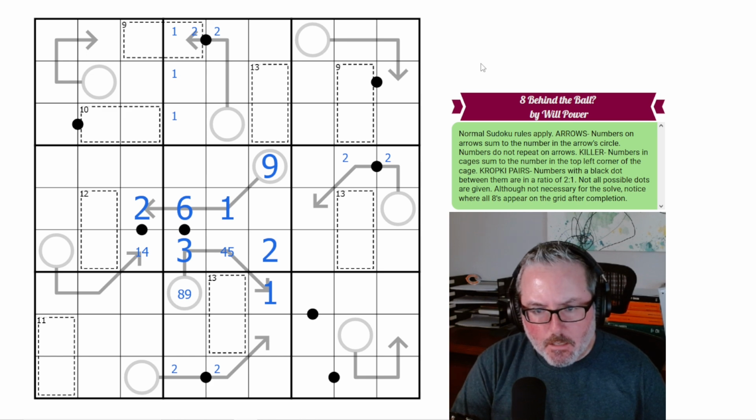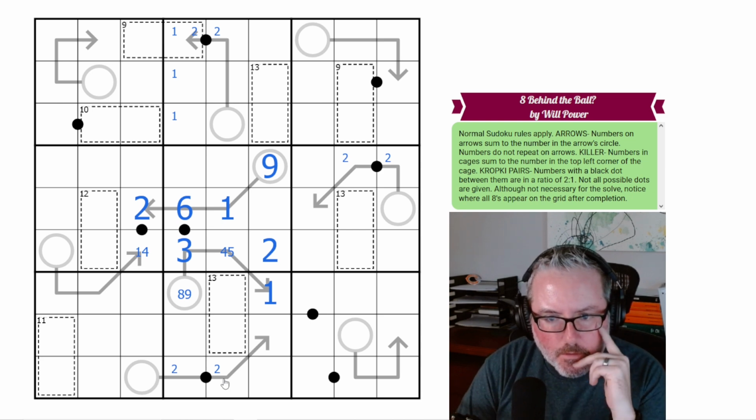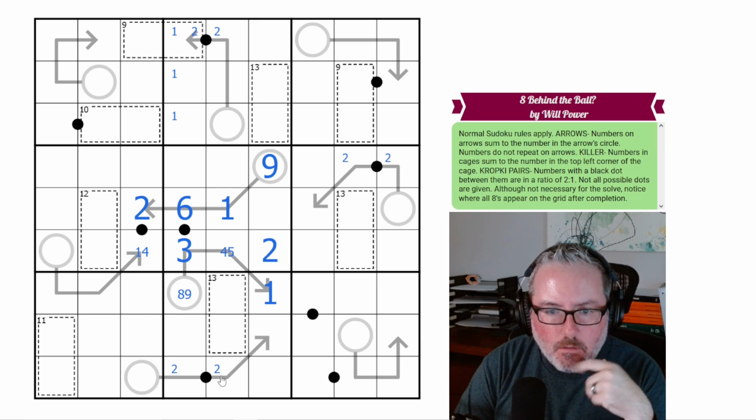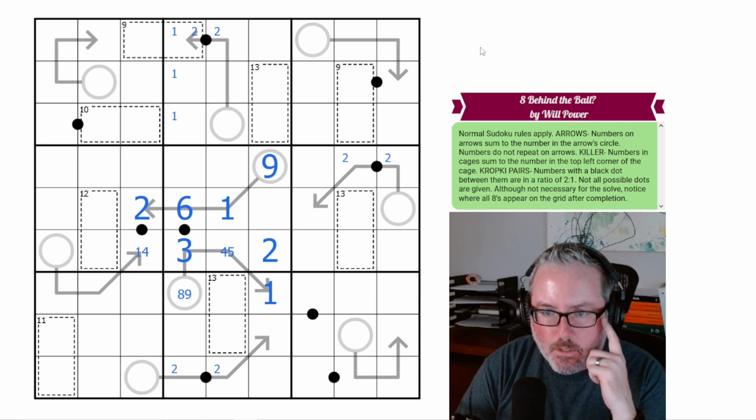Doesn't necessarily tell us a ton there, does it? Okay. Now, is there something further I can do with one of these Kropki dots? Or something I can start seeing on other lines or Kropki dots? Or arrows, I should say, not necessarily lines. Now, none of these killer cages really gives me a ton of information just yet.